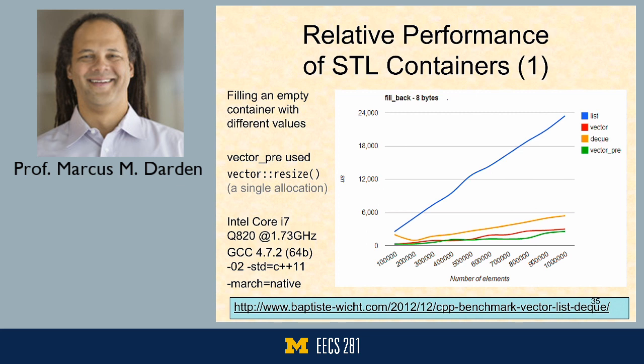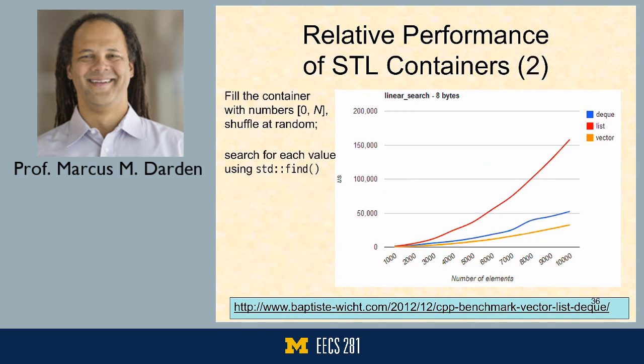So each one of these shows a different behavior. Here, we're going to fill the container with a bunch of numbers, shuffle them at random, and then search for each value using find. And you can see how deck, list, and vector behave with these things. There's no reason to pre-size now, so we're just going to use deck, list, and vector. You can see that when I'm doing a find on random data, it's fastest in a vector, slowest in a linked list.